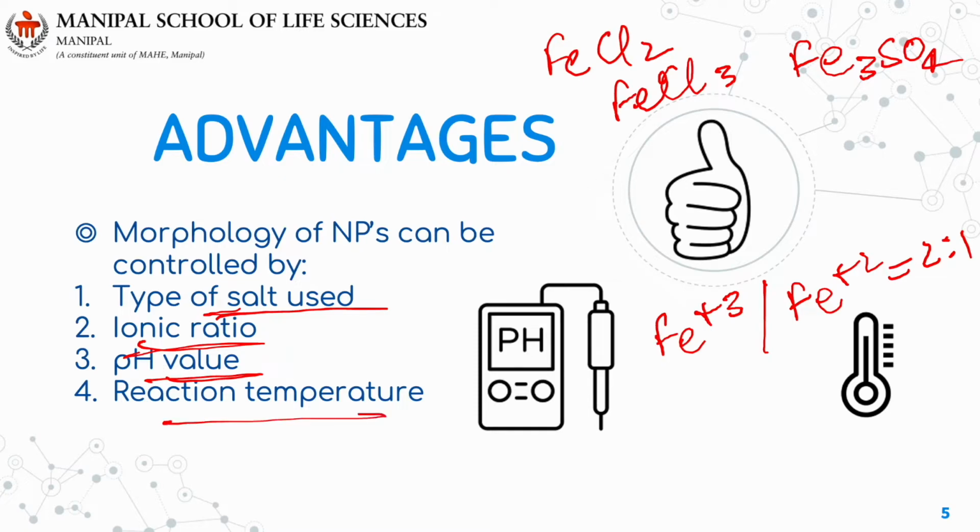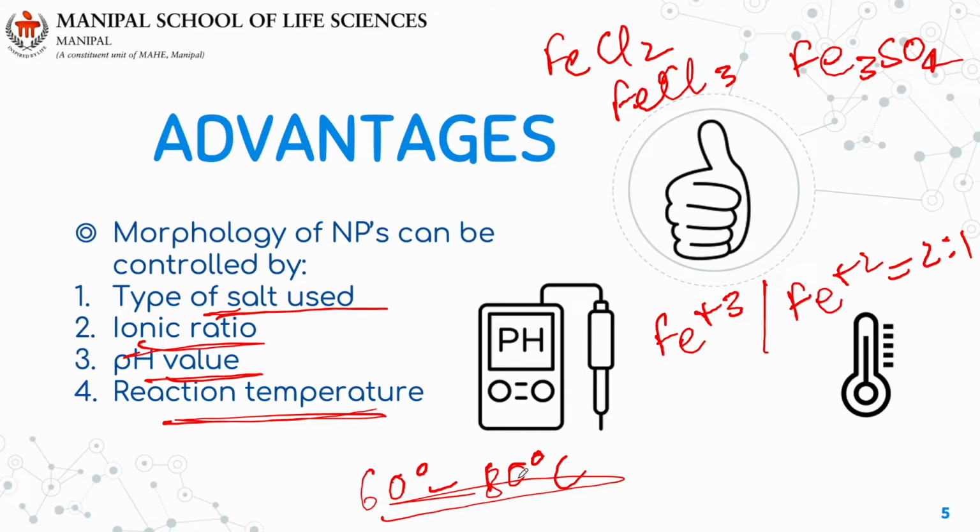And reaction temperature. The temperature of the reaction can also be varied. It can be varied from 60 degrees Celsius to 80 degrees Celsius, and depending on the temperature also the morphology can be changed. So using these methods, around 2 nanometers to 50 nanometers nanoparticles can be obtained, and this is a very easy method, but there are some disadvantages.